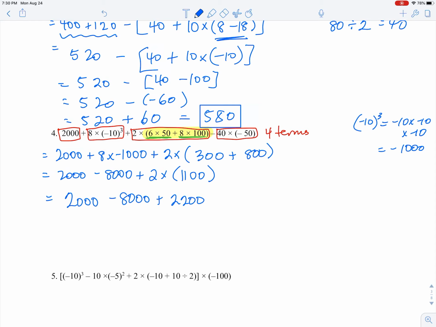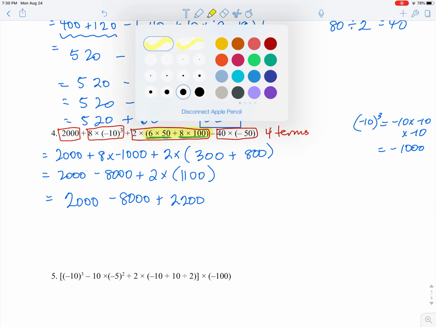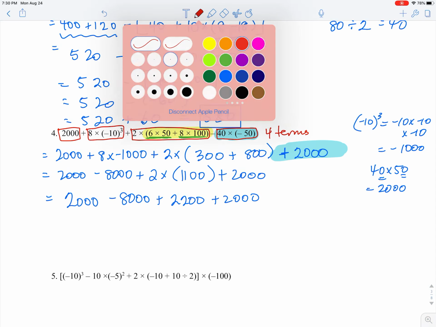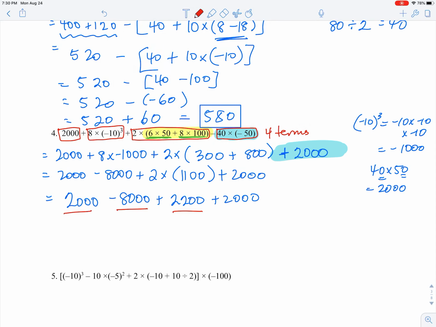Oh, and you know what? In doing everything, I jumped around and I forgot this last term. I'm going to highlight it in blue this term. I totally forgot it. I'm like, where are my 4 terms? So minus 40 times minus 50 is going to give me plus 40 times 50. 4 times 5 is 20, and then I've got 2 more zeros, so 0, 0. So plus 2,000. So I've got my 4 terms, 1, 2, 3, 4.